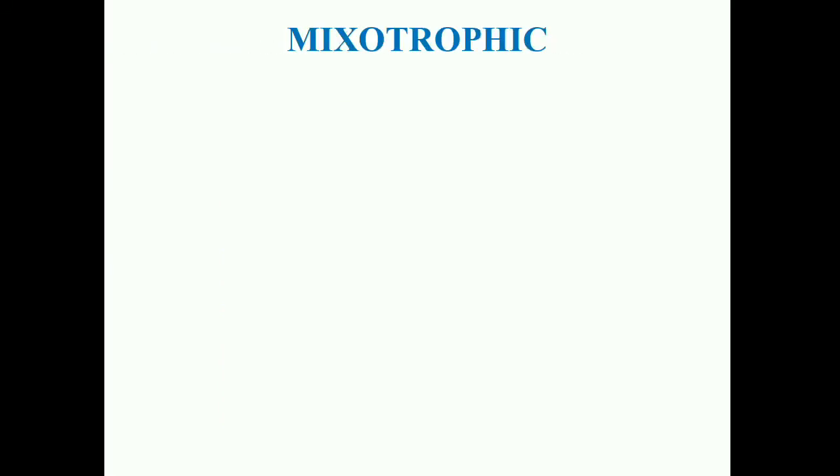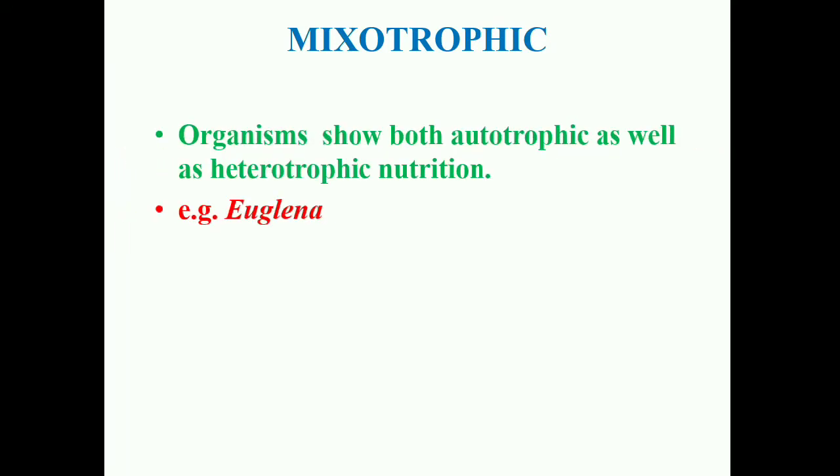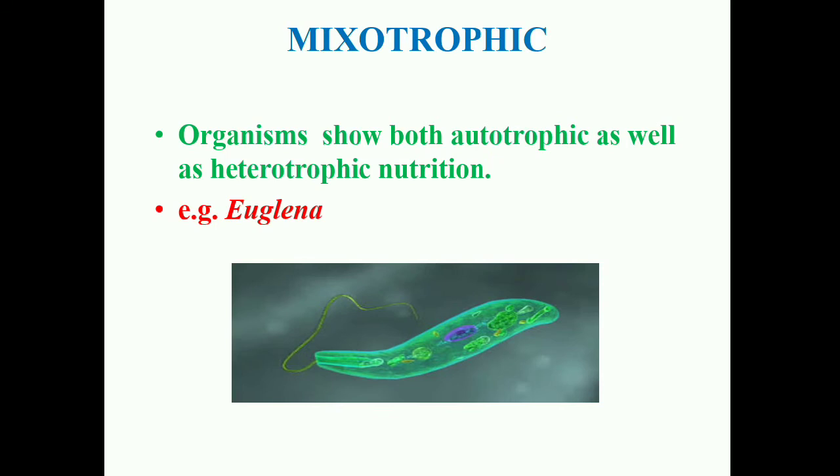Now the third type of nutrition I told you is mixotrophic. What is mixotrophic? In mixotrophic nutrition, organisms show both kinds of nutrition, autotrophic as well as heterotrophic. A very common example is Euglena. We know Euglena is a connecting link between plants and animals, kingdom Plantae and kingdom Animalia.